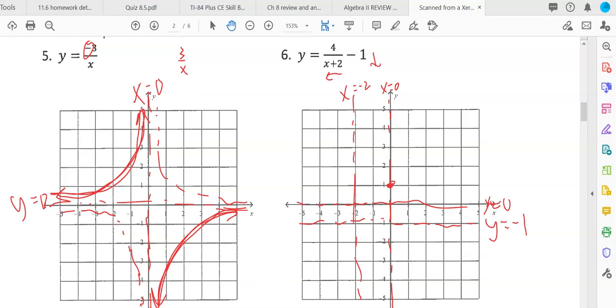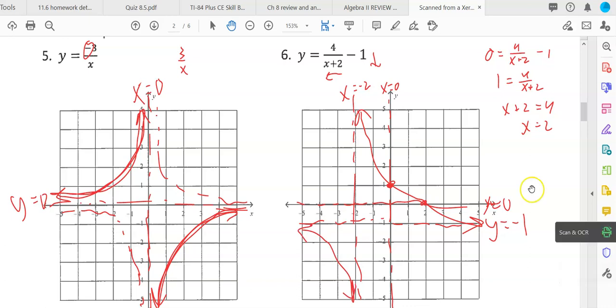Find the x-intercepts. Plug in 0 for y. So you get 0 equals 4 over x plus 2 minus 1. So 1 equals 4 over x plus 2. Multiply both sides by x plus 2. So x plus 2 equals 4. X equals 2. So it looks like it crosses about there. You can tell this graph looks roughly like this. And then it can't be up top because it would approach the asymptote, so it's got to be down low. It's got to be this one.